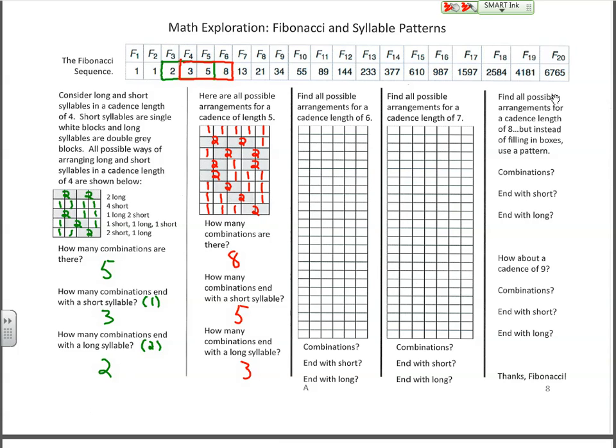Are you impressed yet? No? Okay. Well, let's do the next one then. And looking at this pattern, we can already kind of predict how many arrangements we should get. We got 5 for the first one, 8 for the second one. The next number in the Fibonacci sequence is 13. So we're looking for 13 possible combos here.